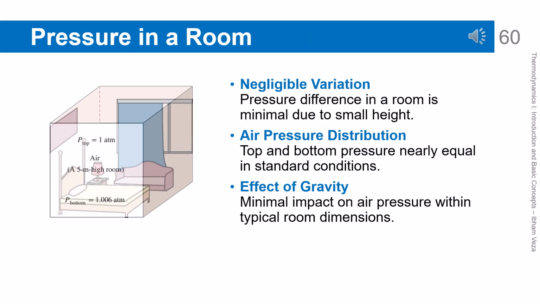Pressure in a room. The pressure difference between the floor and the ceiling of a room is very small. Because the room height is relatively small, the effect of gravity on pressure variation can be neglected. As a result, the air pressure in a room can be considered uniform. This assumption is often used in comfort and ventilation analysis. This example shows when pressure variation can be ignored.